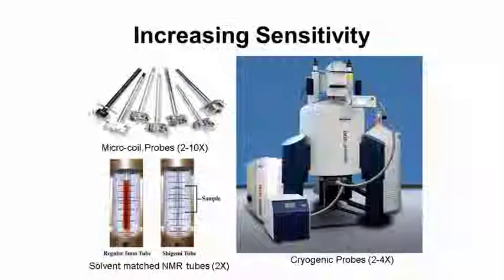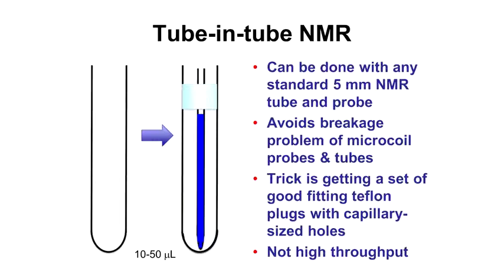Those cost money. Something that doesn't cost money is the idea of working with basically smaller tubes or smaller volumes. So you can work with 1.7 millimeter tubes, or you can work with 3 millimeter tubes, or you can work with 5 millimeter tubes. If you don't want to play around with getting a whole rack of new tubes, which costs a fair bit of money, you can actually put little capillaries inside your standard tubes. And then with these, you can actually get as little as 10, sometimes up to 50 microliters.